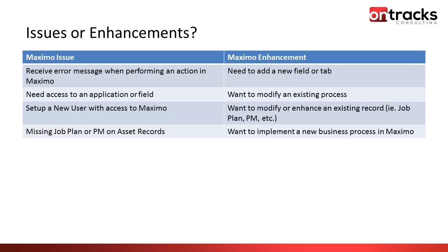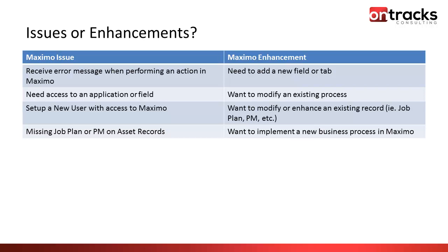What an enhancement might be is a user is looking to add a new field or a new tab that may be related to an existing business process or a new process that needs to be defined in the system. So we're trying to capture these, identify these, rate these, and move them into a production environment. A user may want to modify and enhance an existing record.